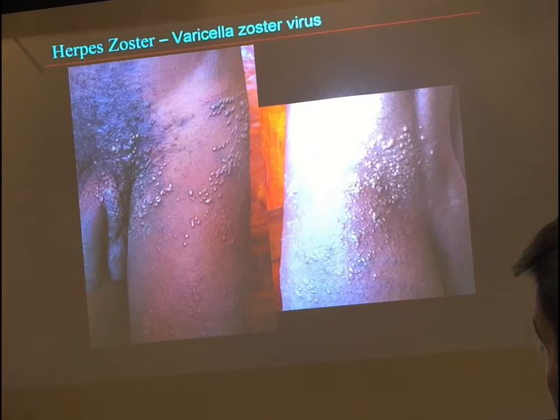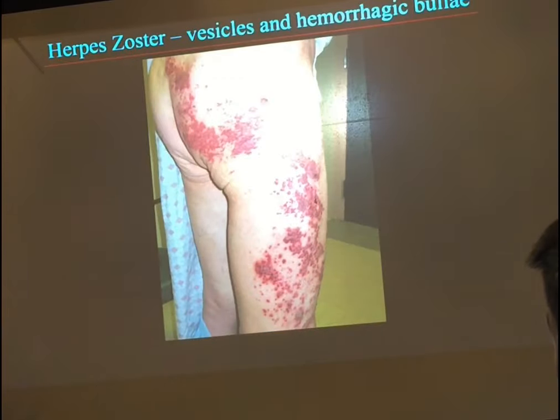And then in zoster, there's always that midline dermatomal distribution. Zoster can sometimes become hemorrhagic and purpuric, so that's just a presentation of it. We would not treat it any differently, still with antivirals.